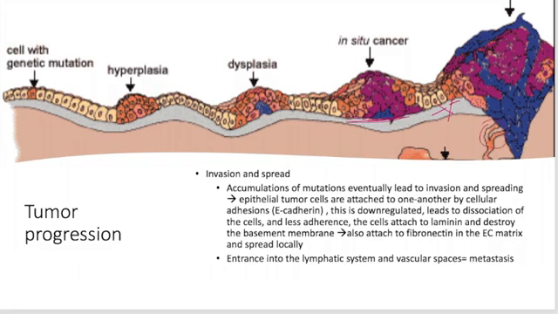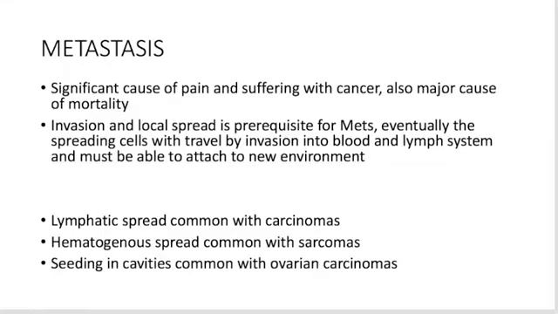Then we get entrance into the lymphatic system and vascular spaces, and then we get metastasis. So you can have local spread, and then, once we have that local spread, did it enter into lymphatic systems? So this is where we get lymph node involvement. What we mean by metastasis is the spreading, travel by invasion into the blood and lymph system, and then it is able to attach to a new environment. This is the significant cause of pain and suffering with cancer, and this is the major cause of mortality.